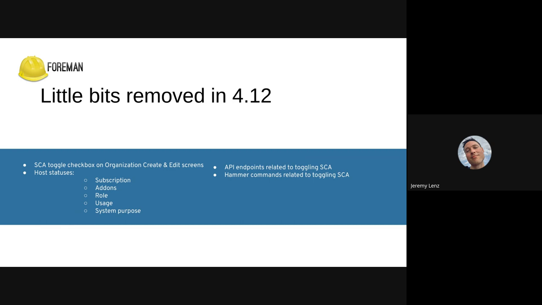There's a couple that were related to SCA. And then I believe the hammer command change might not have made it into 4.12, but that'll be in 4.13, and you'll get an error until then if you try to toggle SCA with Hammer.